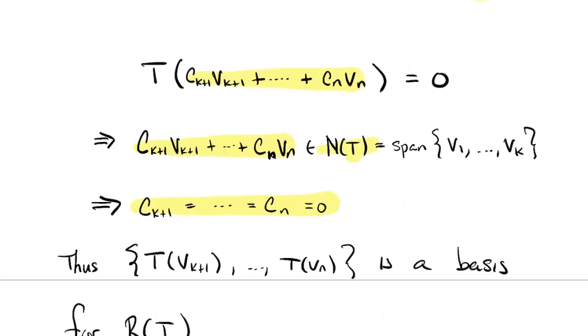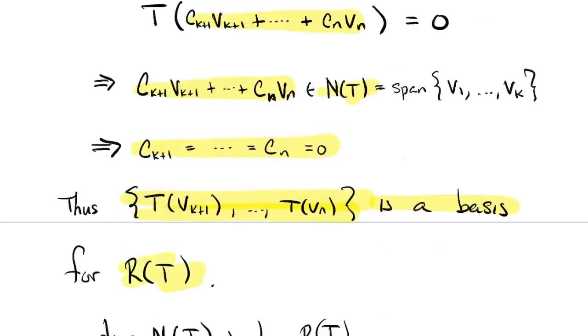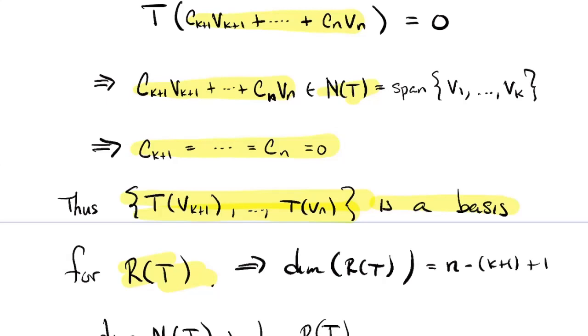So this set that we've already shown spans is actually linearly independent. So it's a basis for the range. Okay, so that tells us what the dimension of the range is. The dimension of the range is how many elements are in that set. Well, starting at k plus 1, you count up to n. That's n minus k elements in the set that we just showed was a basis for the range.